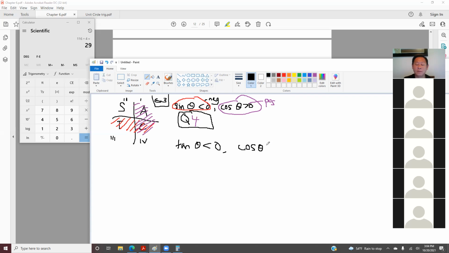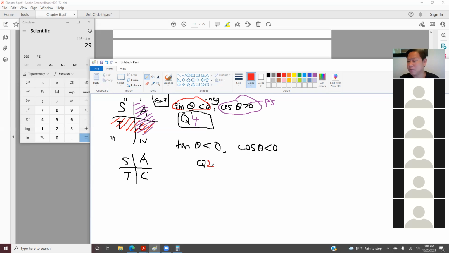Cosine negative, cosine theta is also less than 0. So what quadrant does this belong to? Tangent theta is less than 0. Cosine theta is also less than 0. What quadrant is this? 2. Okay, so that is quadrant 2.